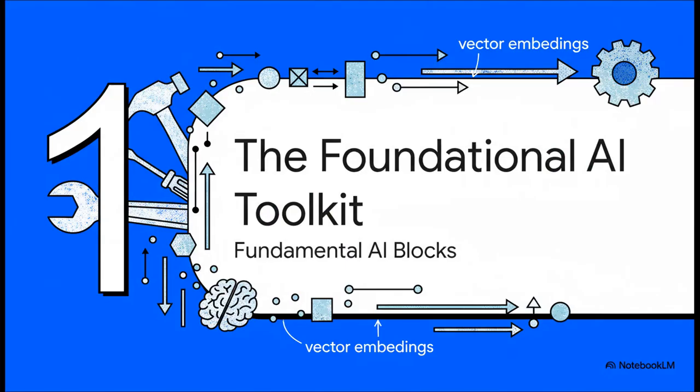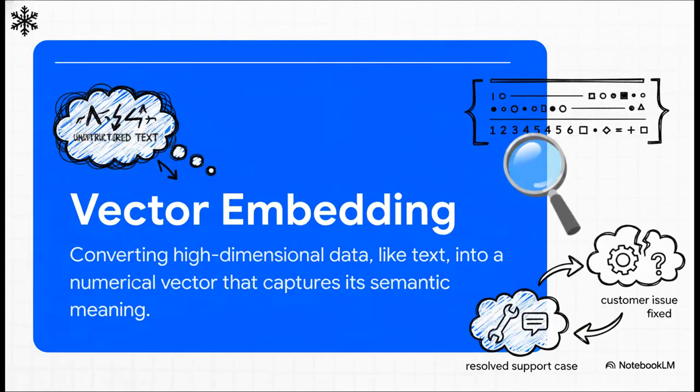Okay, so how do they actually pull this off? Well, it all starts with what I like to call the foundational AI toolkit. These are kind of like the power tools of Cortex. And the very first tool we've got to get our heads around is a concept that's just everywhere in modern AI. I'm talking about vector embeddings. So what in the world is a vector embedding?